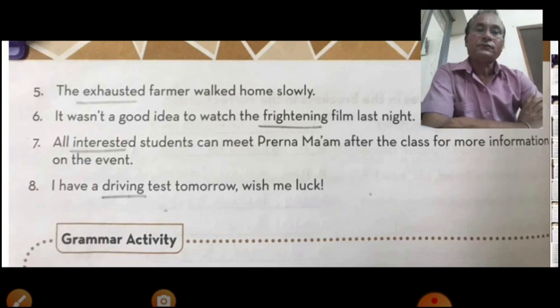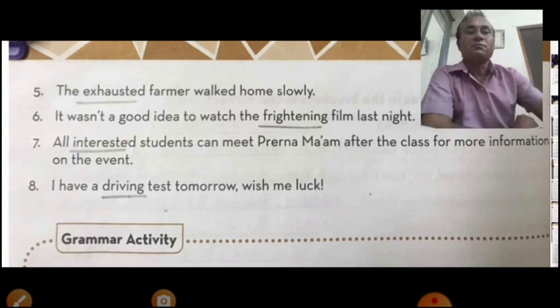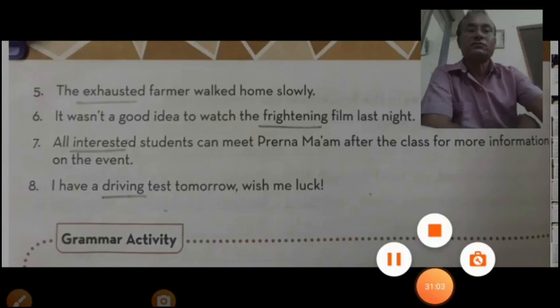Seventh one. All interested students can meet Prerna Ma'am after the class for more information on the event. Interested students. How is the student? Interested. So past participle is used here as an adjective. Last one of the chapter number 2, adjective. I have a driving test tomorrow. Wish me luck. Present participle used here as an adjective.